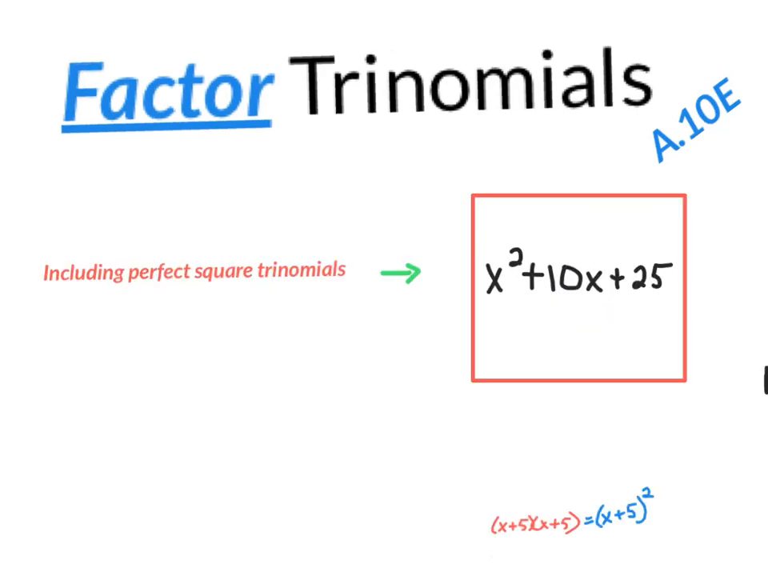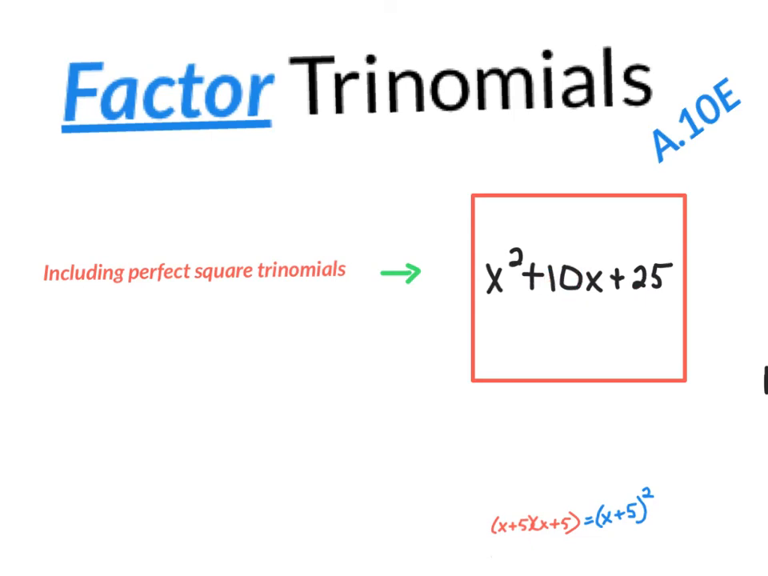We will also be looking at what we call perfect square trinomials. Perfect square trinomials basically just means that when you factor the trinomial, you're going to get a binomial times the exact same binomial. So for this one specifically, x squared plus 10x plus 25, think about some numbers that multiply to get 25 and add up to get 10. Or better yet, what is the square root of 25? Well, that's 5, and 5 plus 5 does equal 10.